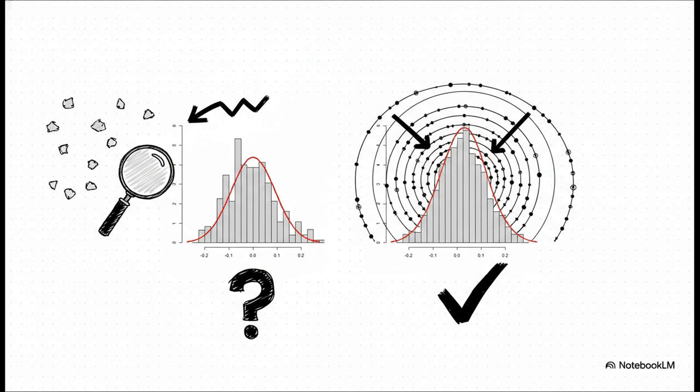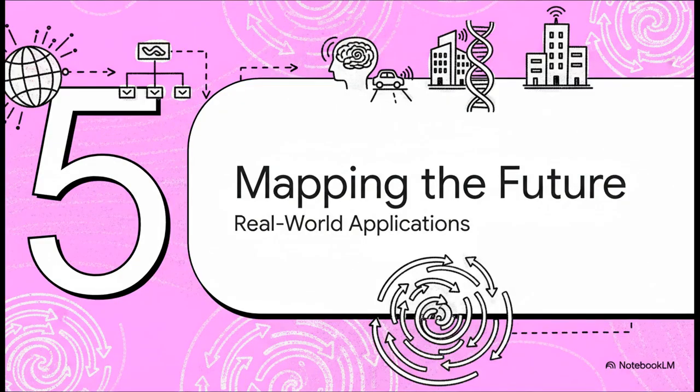But now look at the right. With 10,000 data points, look at how perfectly the estimate fits that theoretical red curve. This is asymptotic normality playing out right in front of us. The more data you give it, the closer to the truth it gets. This is theory meeting reality. It's awesome. So, we've established the math is solid.